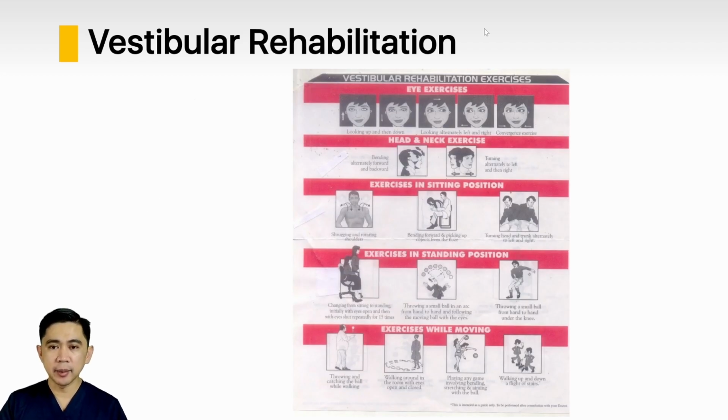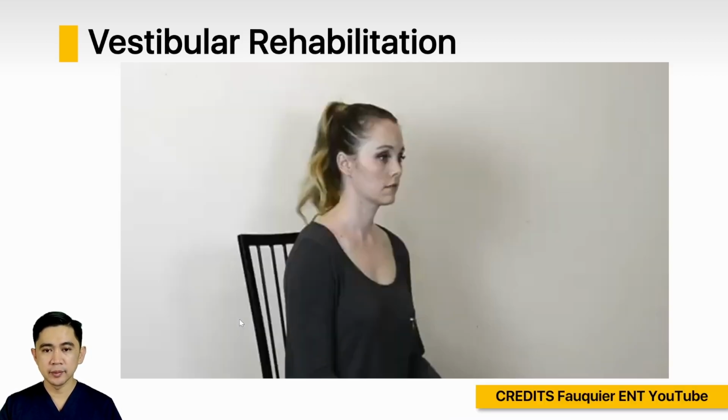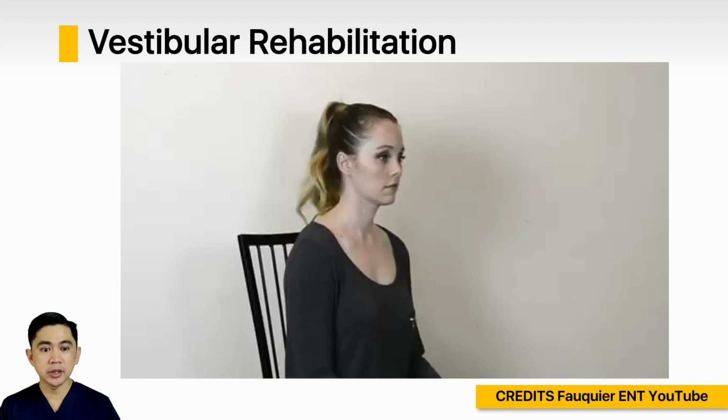So this is an example of vestibular rehabilitation exercises. It involves exercising the eye, looking up, looking down, looking left and right. Also, it involves head and neck exercises like bending up, down, left, right, as well as sitting position, standing position, and while moving. So this is a video of a typical vestibular rehabilitation.